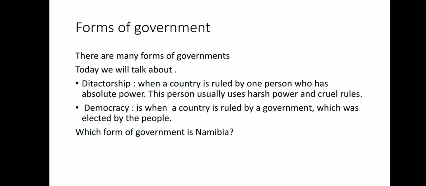Now, what is democracy? It is when a country is ruled by a government which was elected by the people. Now ask yourself, what form of government does Namibia use? If you say it is a democratic government, then you are very correct. We as a nation elected the president, which is Hage Geingob.